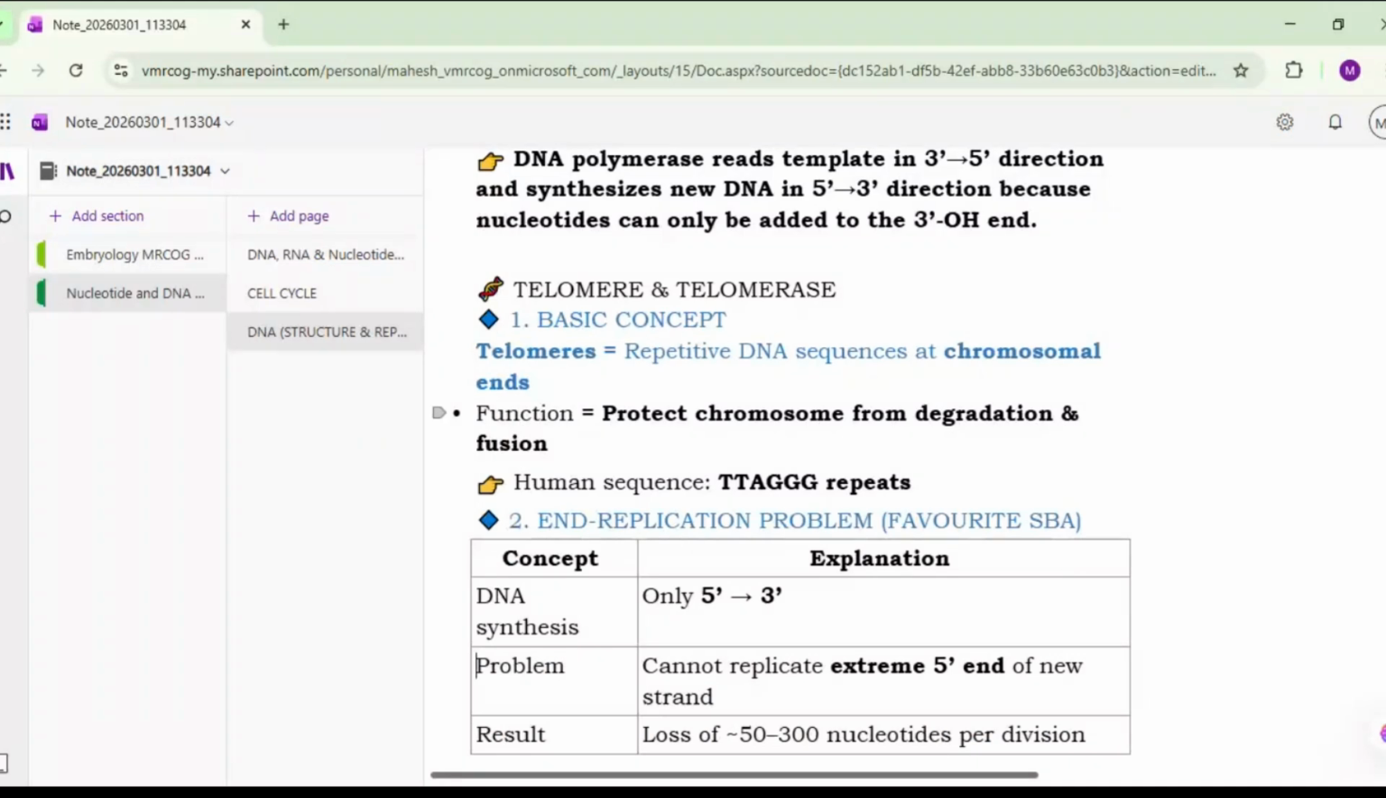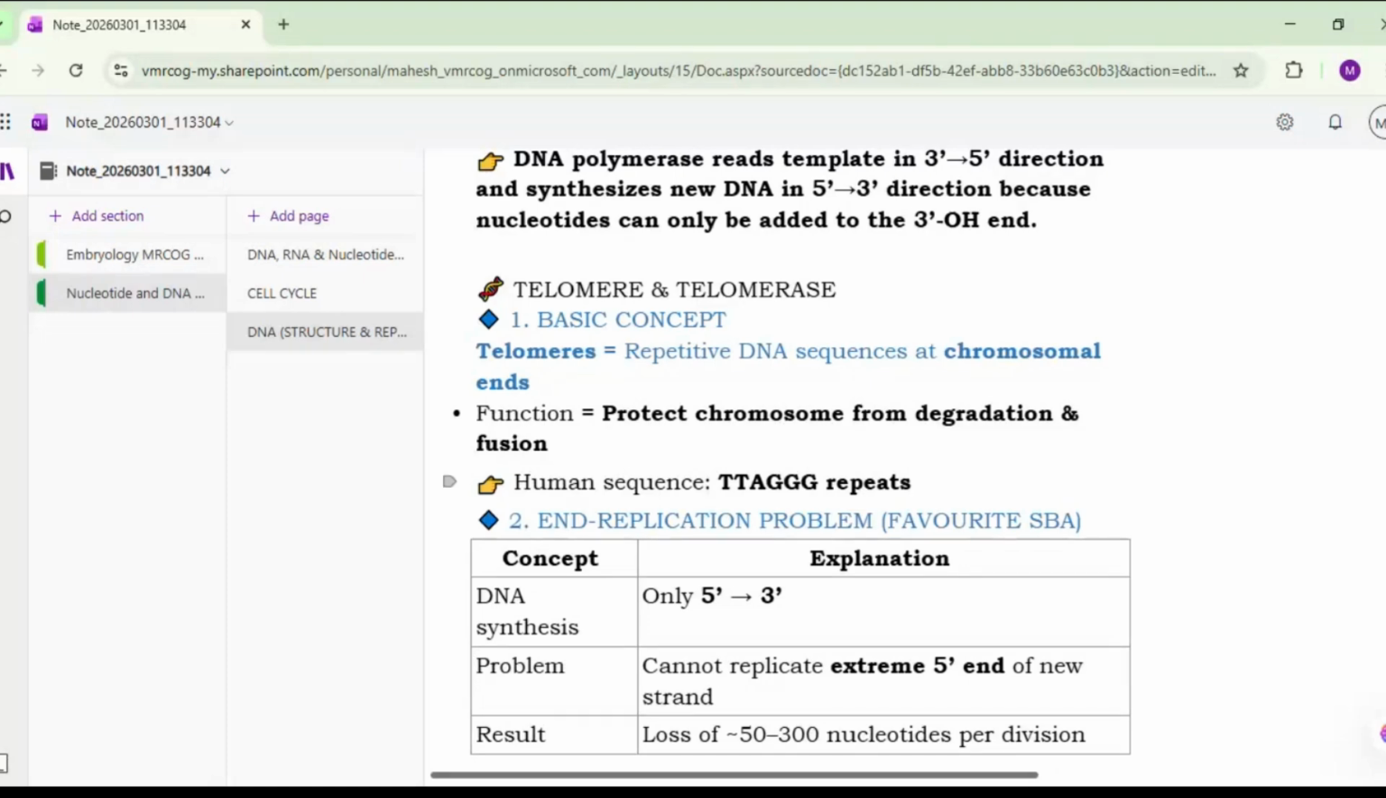Okay. So telomeres are the repetitive DNA sequences at the chromosomal ends. Each chromosome has an end, and there are certain fixed sequences, and their role is very important because they protect the chromosome from degradation and fusion. So the end of the chromosome is very important. These repetitive DNA sequences at the chromosomal ends are responsible for protecting the chromosome from degradation and fusion.